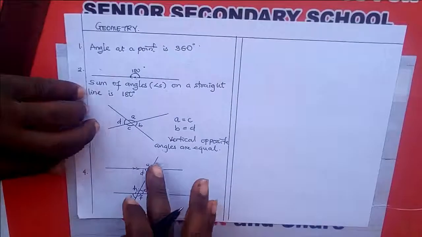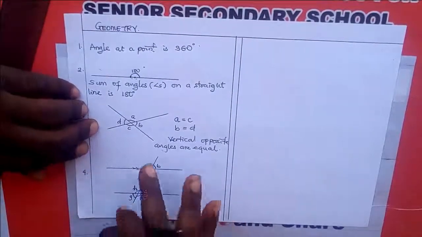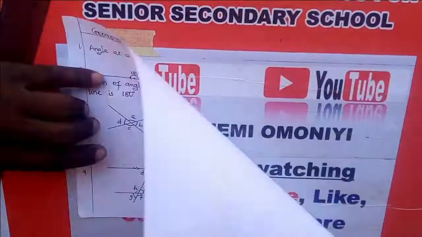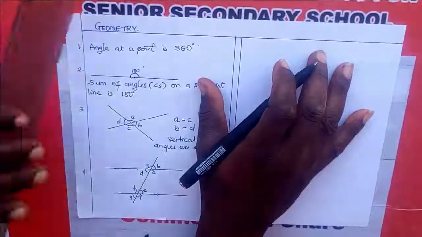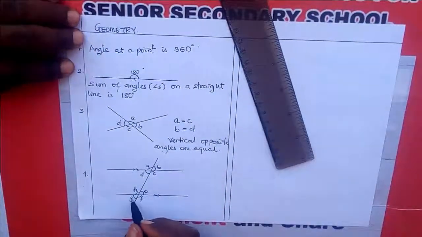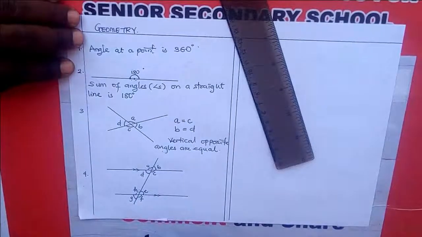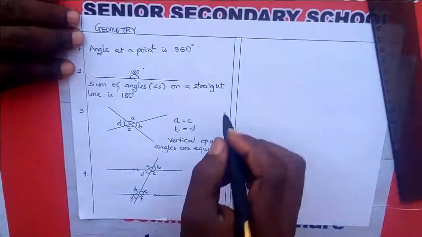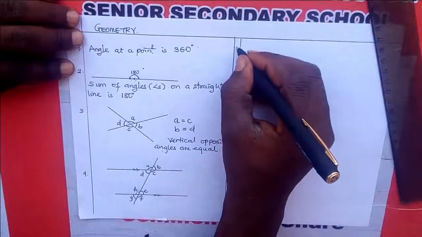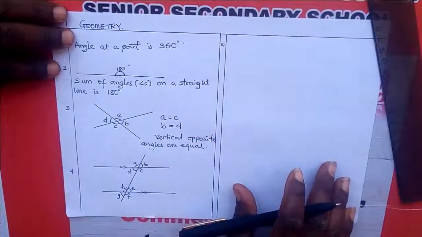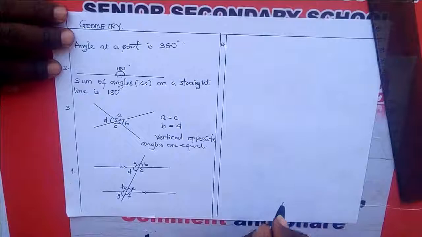So what are the relationships between all these angles? From this place we have seen that A is equal to C and B equals D. Here we have seen that E equals G and H equals F. Vertical opposite angles are equal. So then we now look at some of the other theorems that we can get from this. The first part we'll be talking about is what is called corresponding angles.